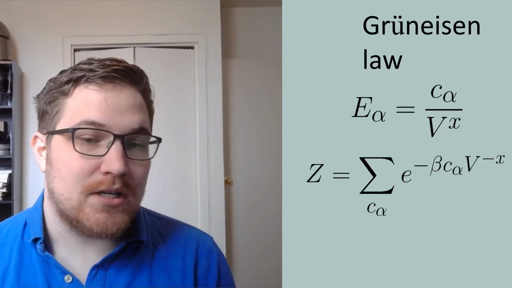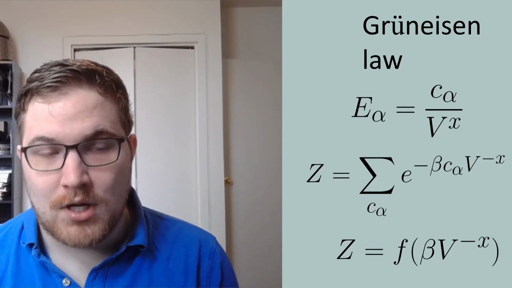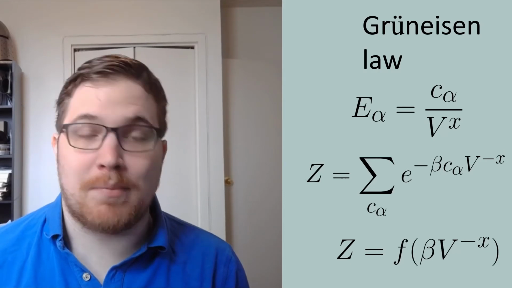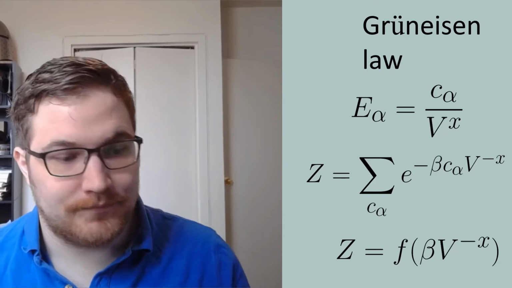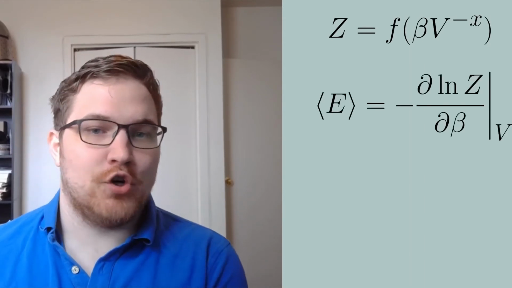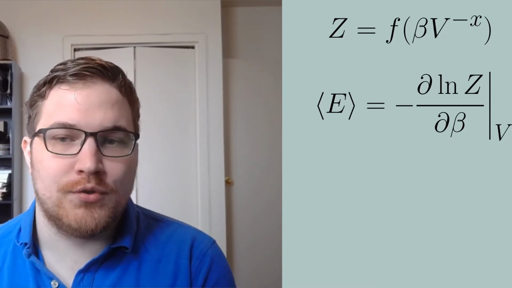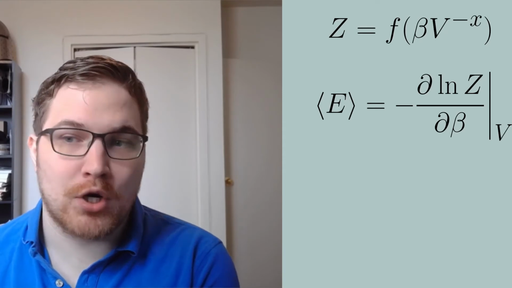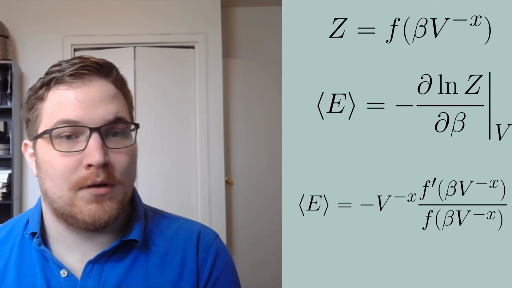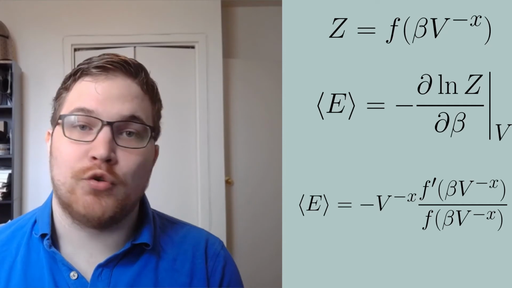But the key here is that the partition function is just some function of the inverse temperature beta times the volume to the power of negative x. We can then use this fact with our expression for energy. Plugging this function into our formula for energy, we then use the chain rule and the rule to take the derivative of the natural logarithm of a function to arrive at a seemingly messy formula. But we actually only need one more ingredient to combine this with to arrive at Grüneisen's law.